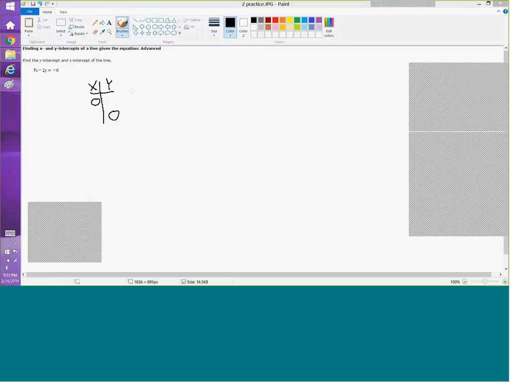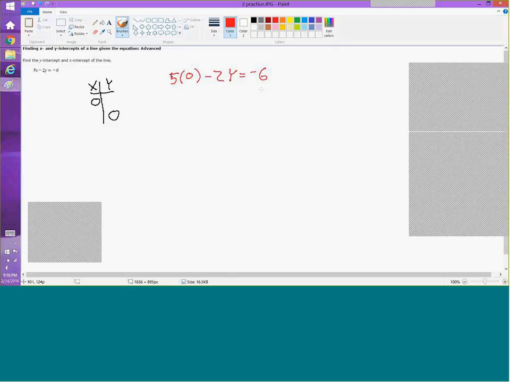Again, we have x equal to 0. I'm going to do this in color code again. So 5 times 0 plus 2y equals 6. Plus 2y equals negative 6, divided by negative 2. And we'll find our y-intercept is going to be equal to 3.